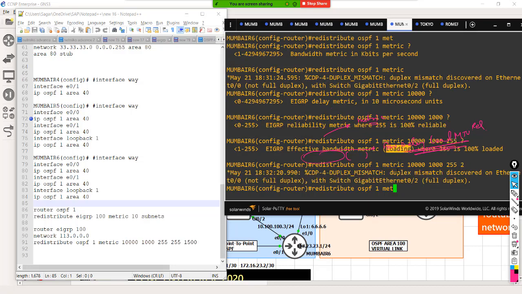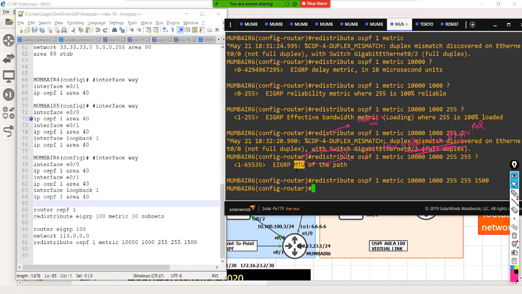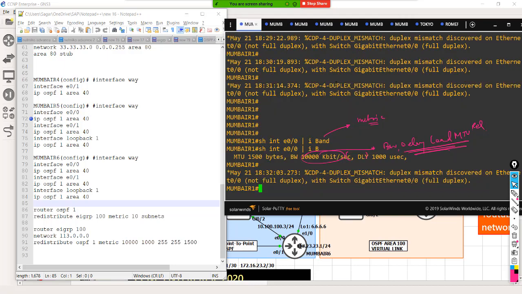Okay, so again I'm going to keep the 100% or the default behavior. What is the default MTU? It is 1500. Fine, I have done the redistribution in 2 ways. Now let's see, are the routes getting spread out throughout, right?